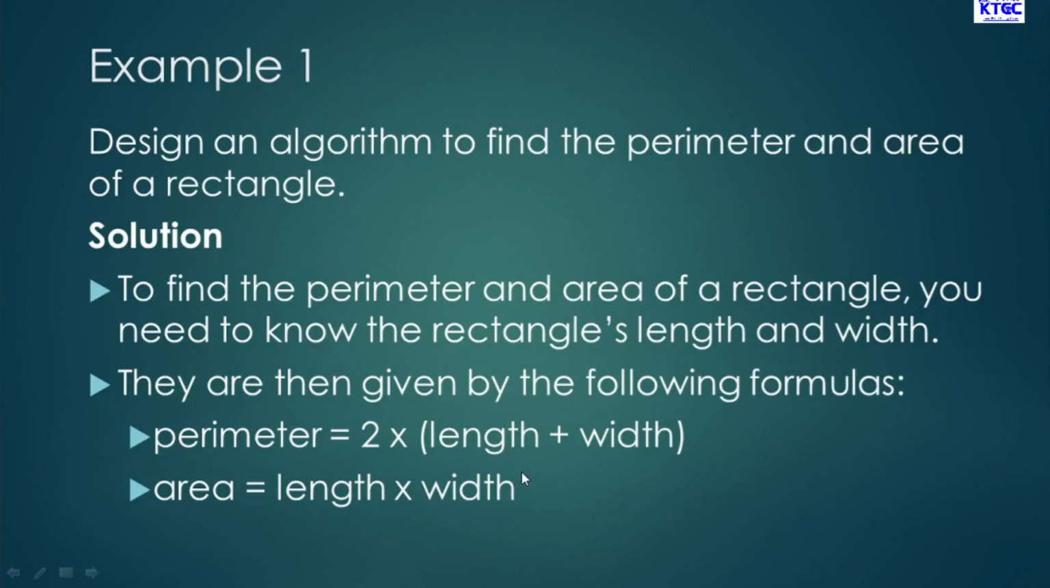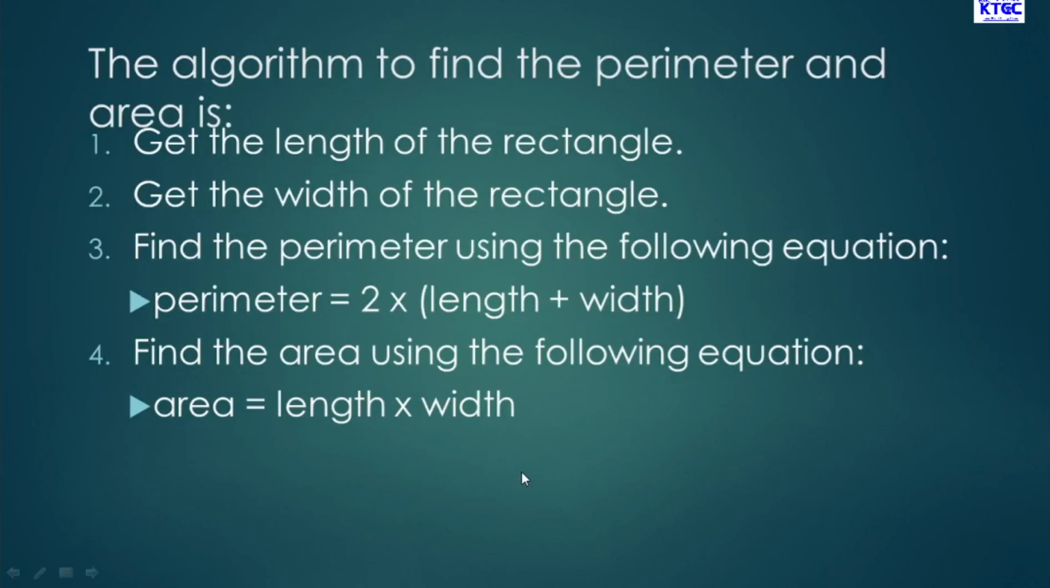Now, let's see how the algorithm is written. The algorithm to find the perimeter and area of a rectangle. This is how we write it step by step. Step 1, you do this. Step 2, you do this. Very straightforward. You don't have to write a lot of things just to get yourself confused somewhere. It should be straightforward, systematic, and sequential.